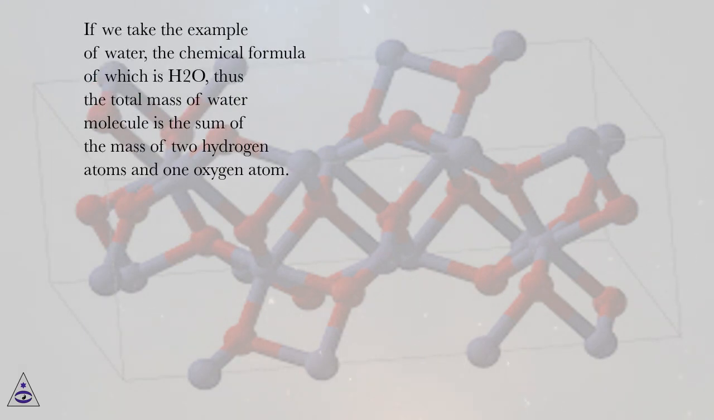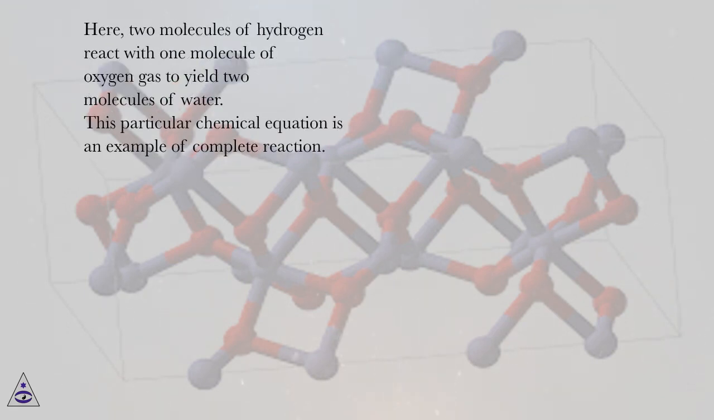calculated. If we take the example of water, the chemical formula of which is H2O, thus the total mass of a water molecule is the sum of the mass of 2 hydrogen atoms and 1 oxygen atom. Here, 2 molecules of hydrogen react with 1 molecule of oxygen gas to yield 2 molecules of water. This particular chemical equation is an example of a complete reaction.